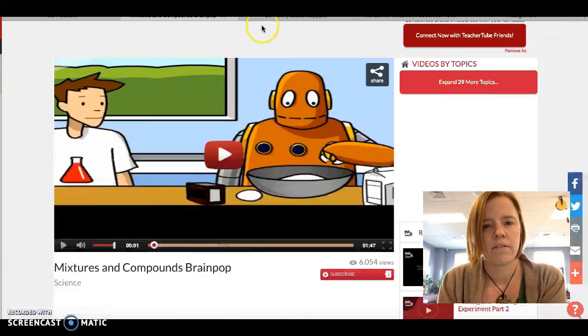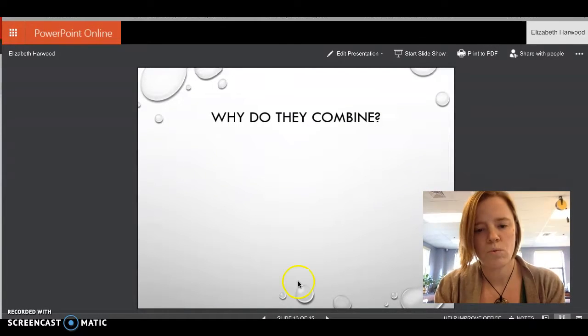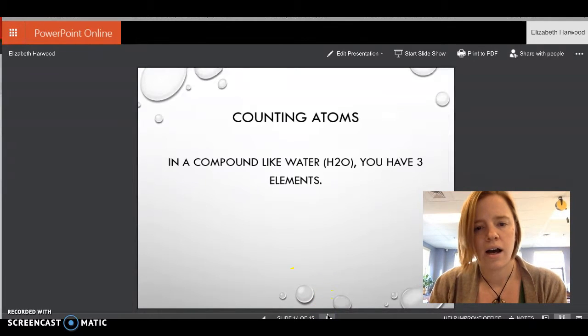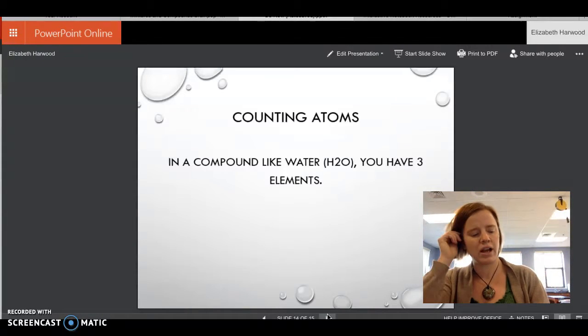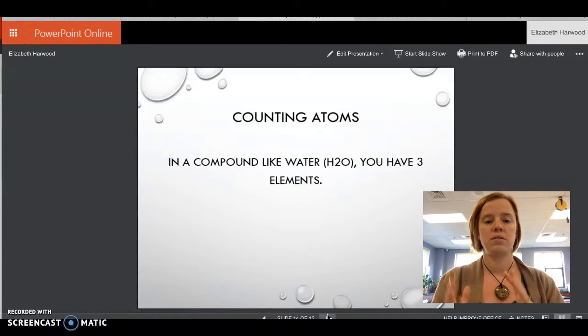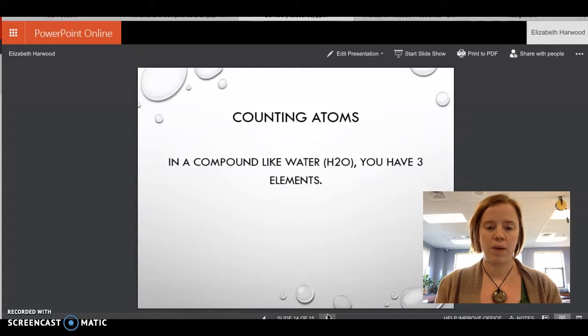Okay, back to this. Okay, so we know why they combine now, which is groovy. Now I want you to do a couple of short worksheets on counting atoms and figuring out the difference between elements, compounds, and mixtures. So it's a double-sided worksheet. When you're done with this note-taking lecture, you can come up and grab that worksheet.